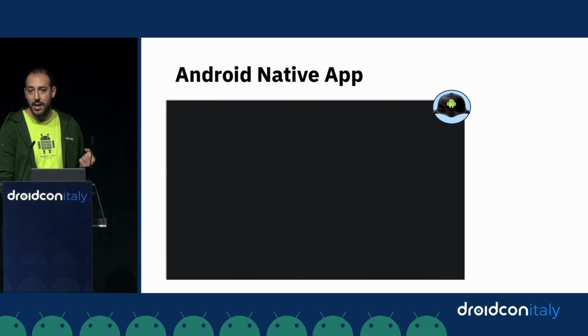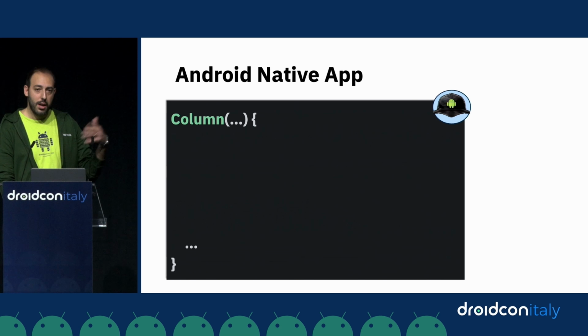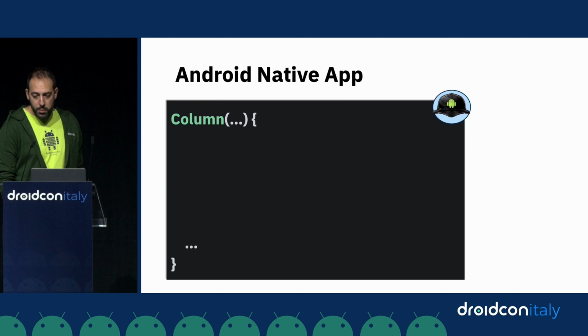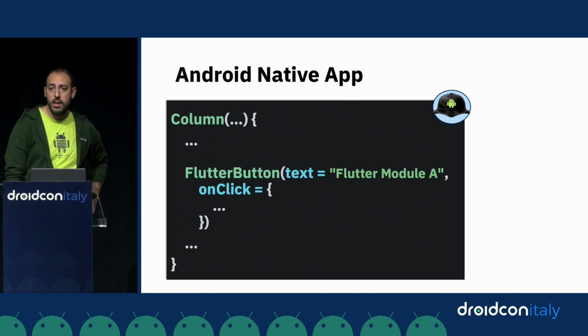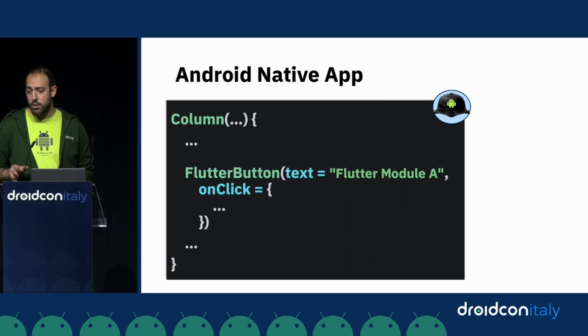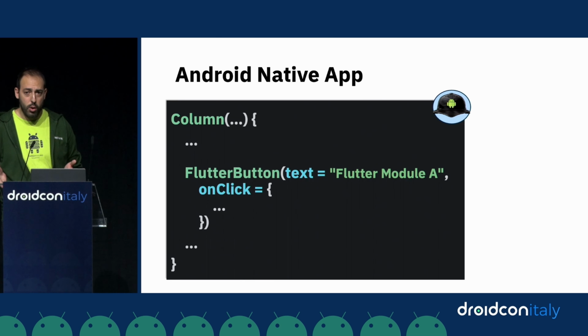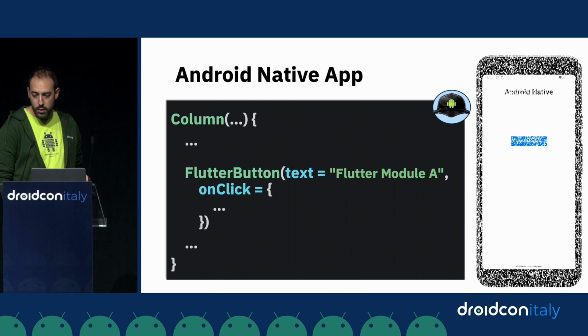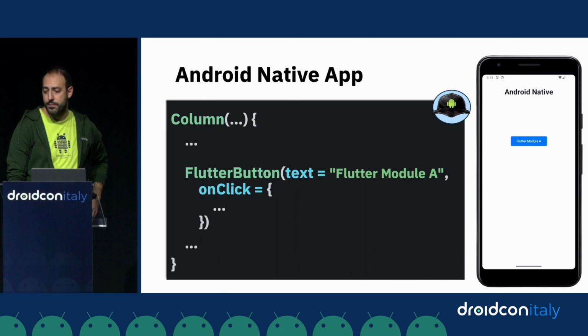So on the Android native side, we are in our screen. We are in an activity, in the onCreate, and we are using Compose. Okay. So we have a column. We are just including a button. Flutter button is not coming from the Flutter framework. It's just a composable, which just has a blue color to identify it for Flutter. So our screen will be like that. Okay.